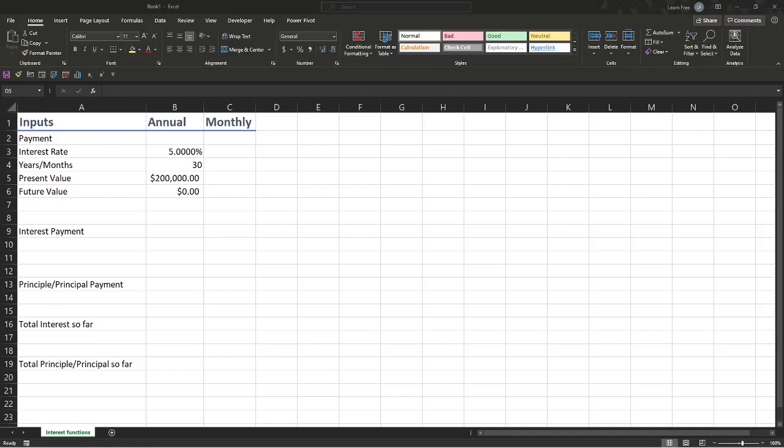Today we're going to show you how to calculate what the payment would be for a loan, what the interest portion would be, the principal portion, how much you've paid so far, so cumulative interest, and also cumulative principal. So we'll do it on an annual and monthly basis. Let's go into it.